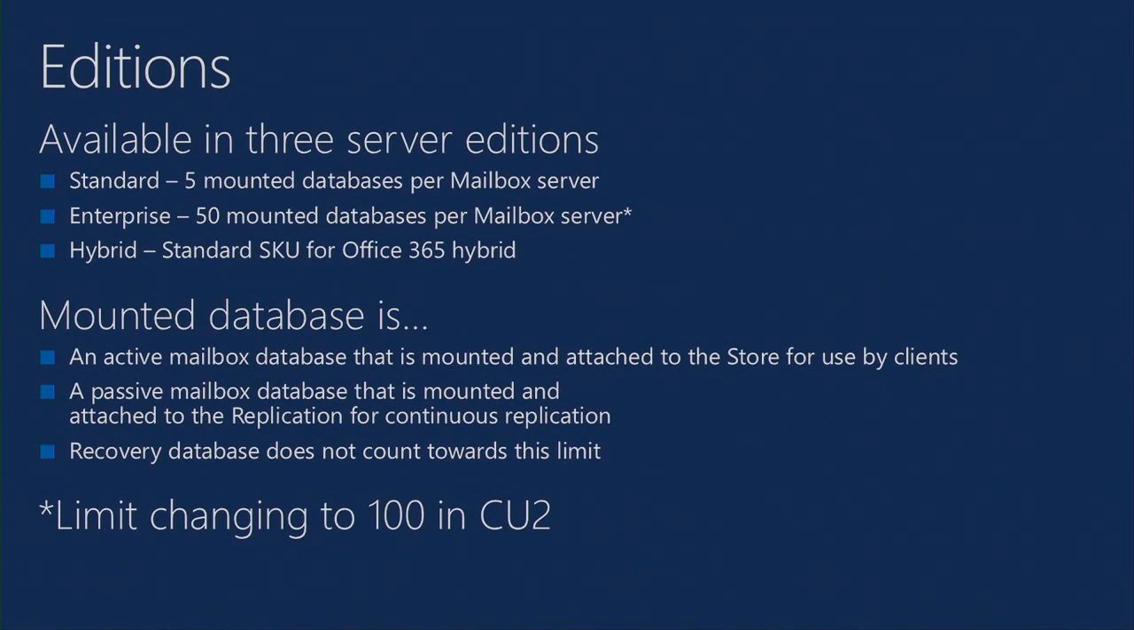And, of course, that's going to change. In CU2, as we announced earlier, we are upping the limit on Enterprise from 50 databases to 100 databases in the Enterprise Edition. Now, when we talk about databases and the maximum number that are supported, we're talking about mounted databases. For those of you who are using database availability groups, you know that primarily there's two types of databases, an active database and a passive database. And we count both of those when we count mounted databases. For instance, a database could be mounted as an active database, mounted for in-use by clients. Or it could be mounted in recovery by the replication service as a passive database as well.